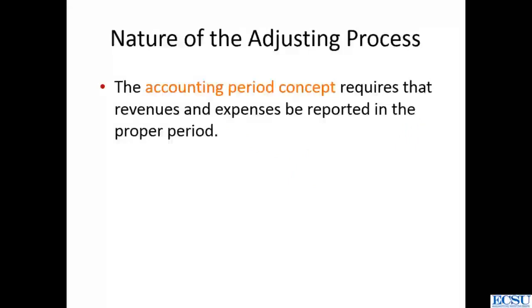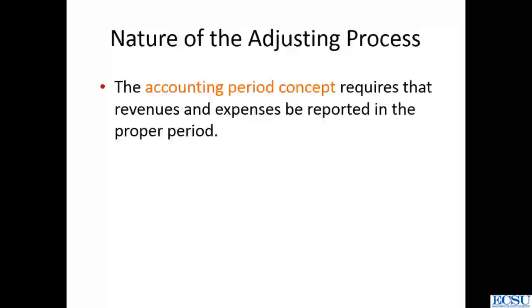Now, when we talk of the nature of the adjusting process, we need to understand the accounting period concept. The accounting period concept requires that revenues and expenses be reported in the proper period. So that means if you have earned certain revenue but you haven't received that money in cash, then you'll have to consider that as an accounts receivable and compute the revenue for a particular accounting period.